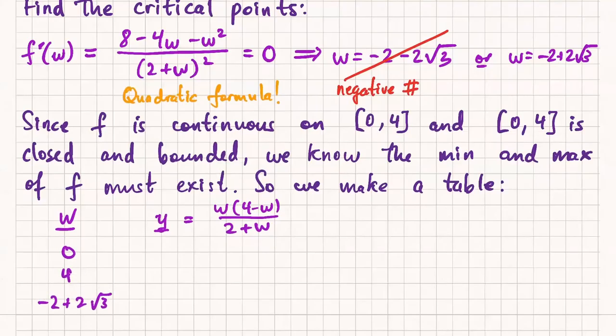However, 0 obviously gives me 0, right? It was a vertical line segment, and 4 gives me 0, right? It's the horizontal line segment, 0 area. And this number you can check obviously gives you a positive number. I don't even care what the number is. I just know it's positive. So when you compare these three numbers, obviously the minimum is 0 and the maximum is whatever that number is. So the critical number we found does give us the maximum. And that's it.